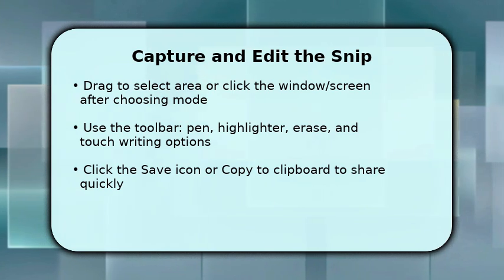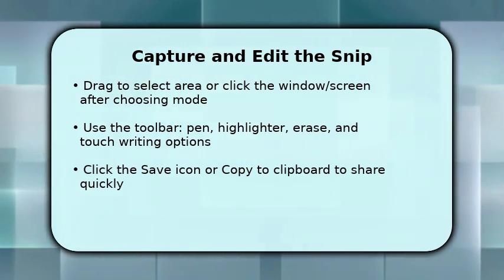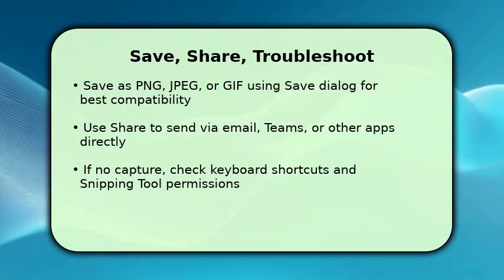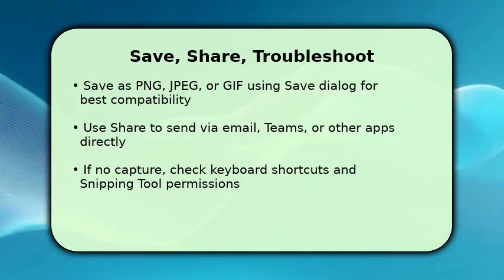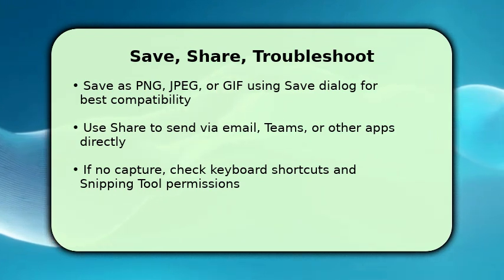When your edits are done, either click Save to store a file or Copy to put the image on the clipboard for immediate use. You finish by saving or sharing the snip so others can use it. Choose Save, pick PNG or JPEG for clarity, name the file, and select a folder. Alternatively, use Share to send via email or apps like Teams.